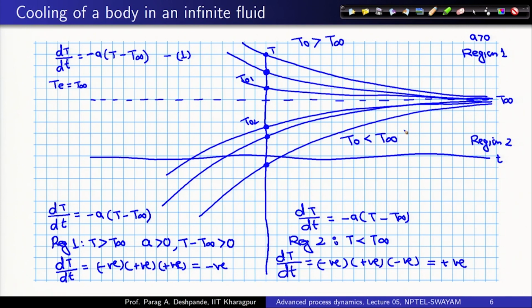And does this phase portrait make sense physically? Well, in region 1, your initial temperature of your system is larger than the equilibrium temperature, the equilibrium temperature being the temperature of the reservoir. So, therefore, with time, so this is the direction of time, with time the temperature of your system is going to reduce. Well, if you have a body which is colder than your reservoir temperature, then what is going to happen? The temperature of your body is going to increase. This is the direction of time, and ultimately all of them will reach T infinity.